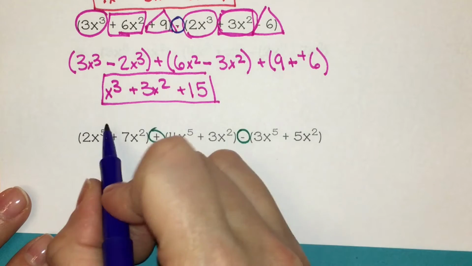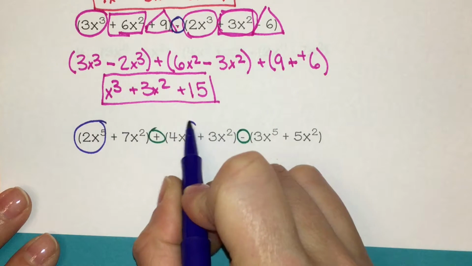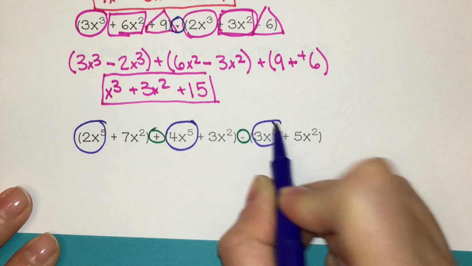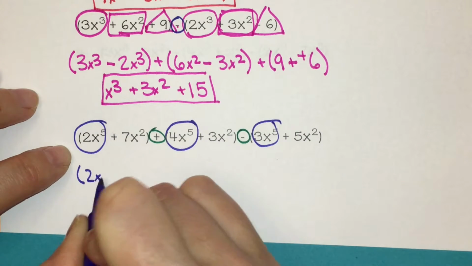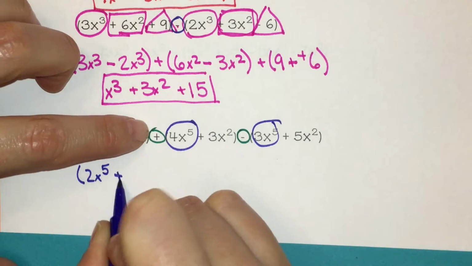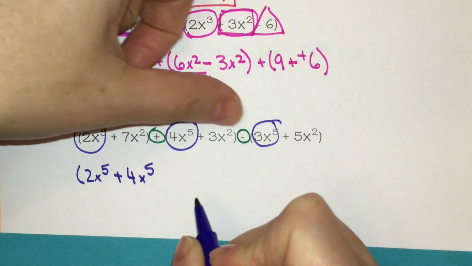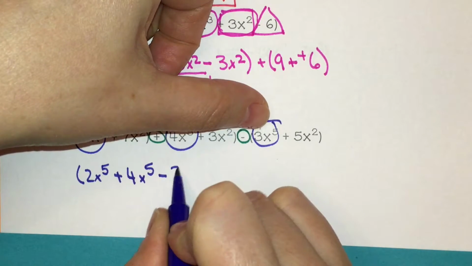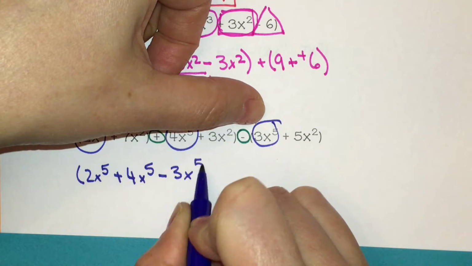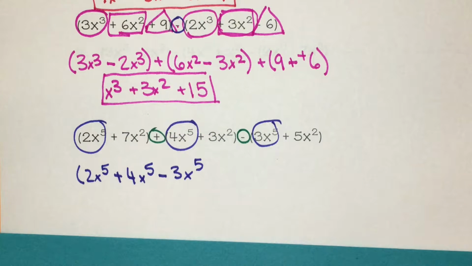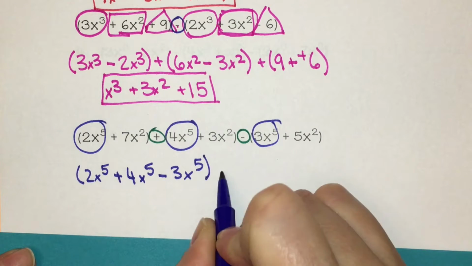Okay, so let's start with the x to the 5th term. So 2x to the 5th plus 4x to the 5th minus 3x to the 5th. And make sure you're really paying attention to those operations in front of the parenthesis. You have to include them.